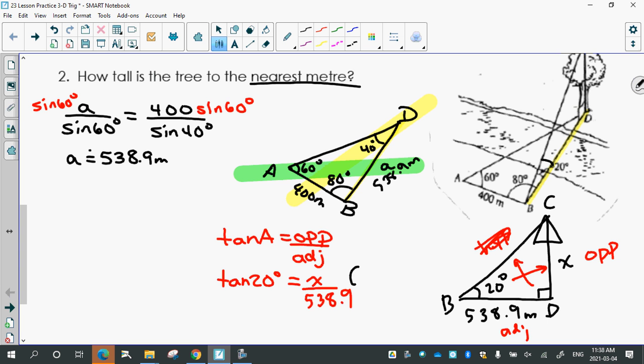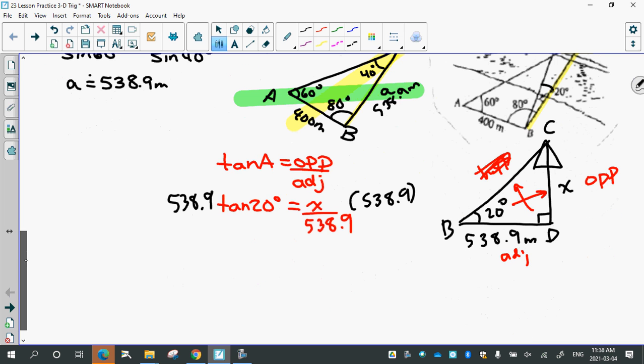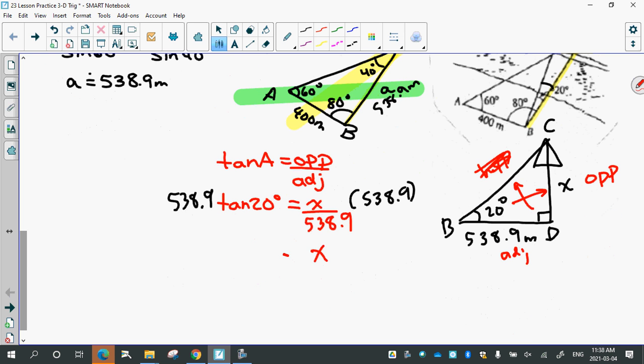Multiply both sides by 538.9. And now as we're rounding to the nearest meter, X is approximately 196 meters. So therefore, the tree is about 196 meters tall.